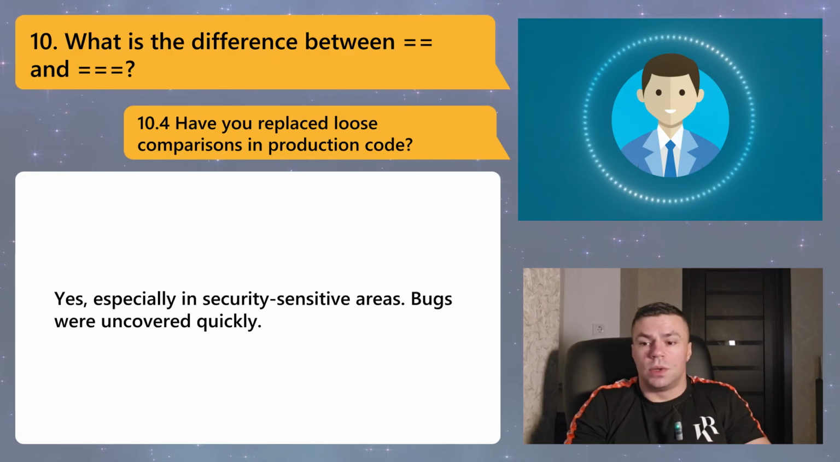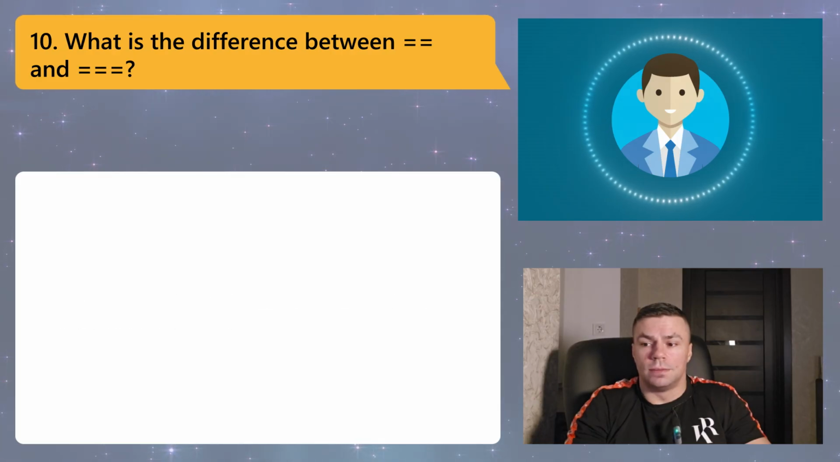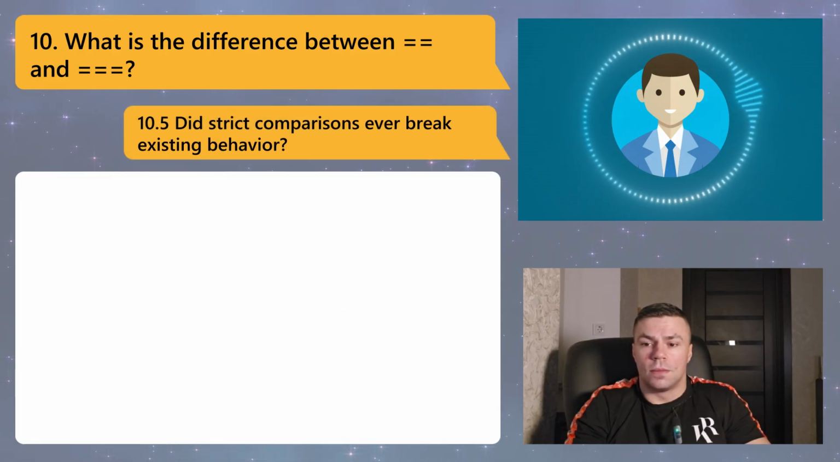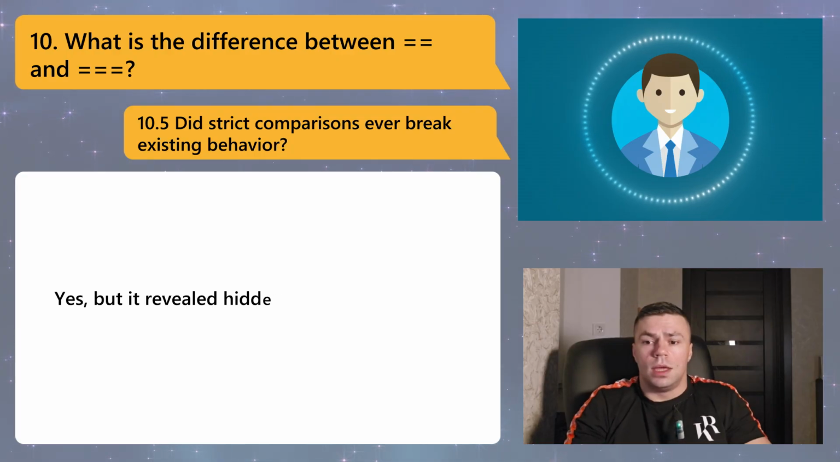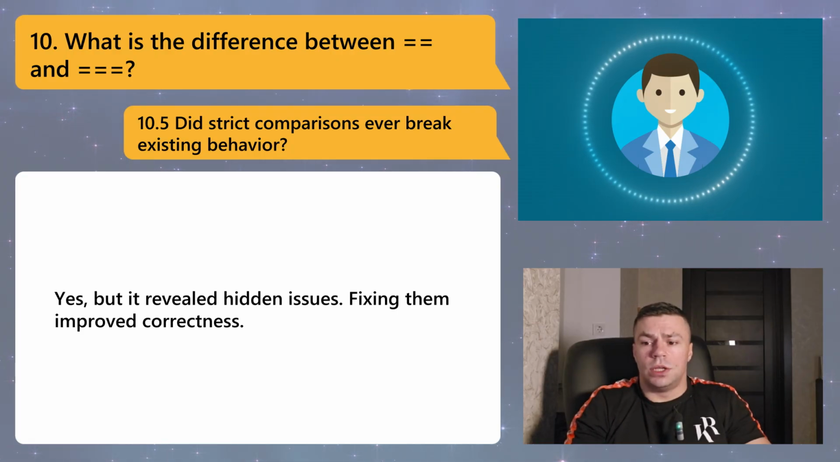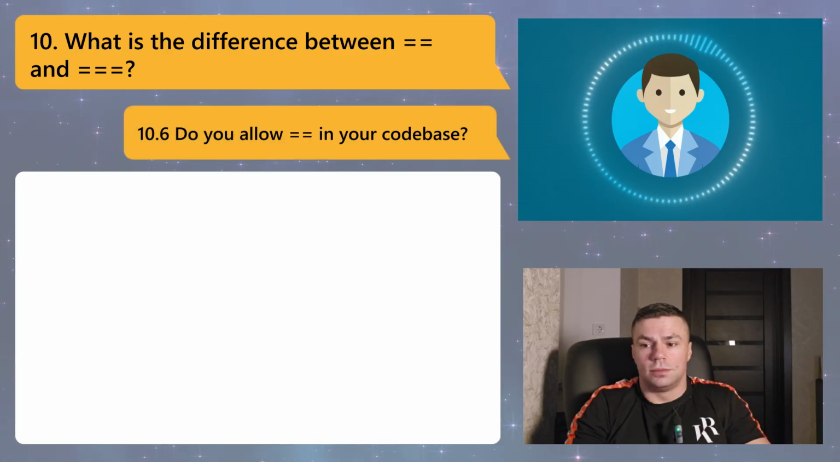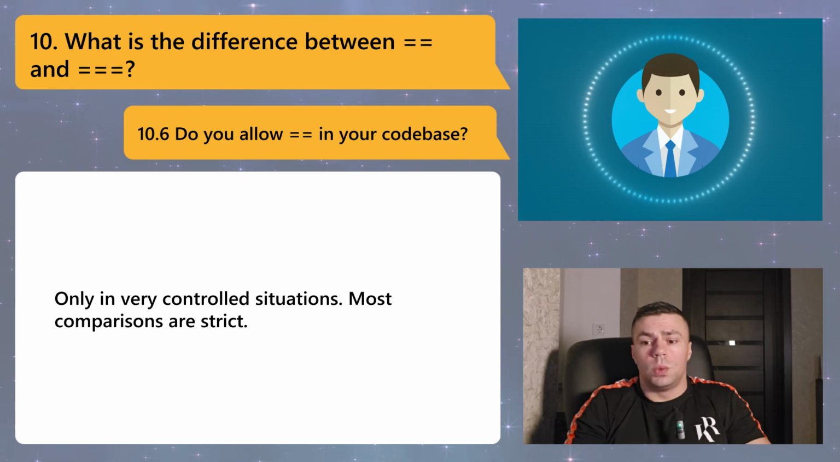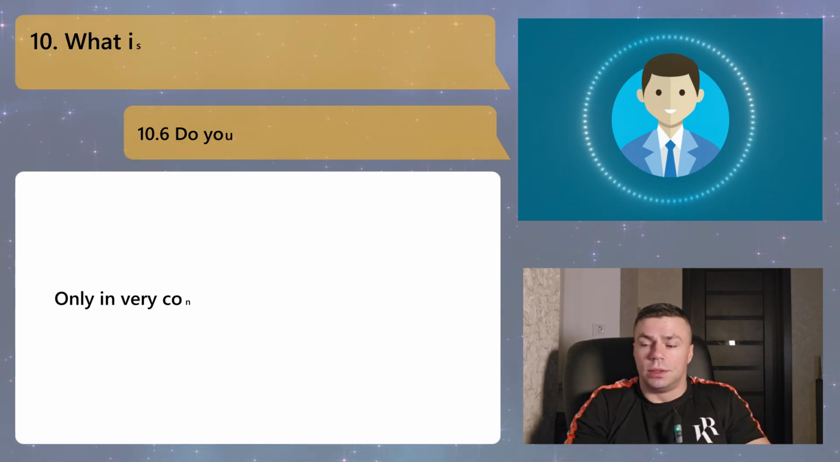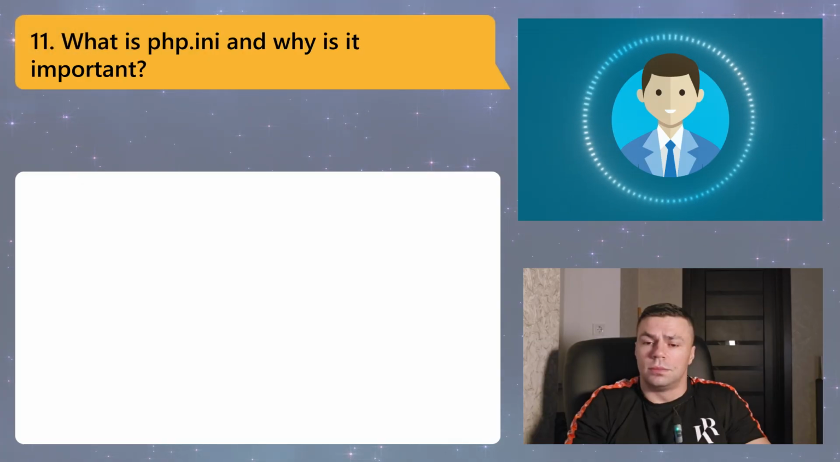Have you replaced loose comparisons in production code? Yes, especially in security-sensitive areas. Bugs were uncovered quickly. Did strict comparisons ever break existing behavior? Yes, but it revealed hidden issues. Fixing them improved correctness. Do you allow loose comparison in your codebase? Only in very controlled situations. Most comparisons are strict.